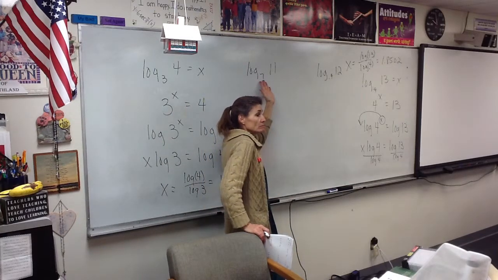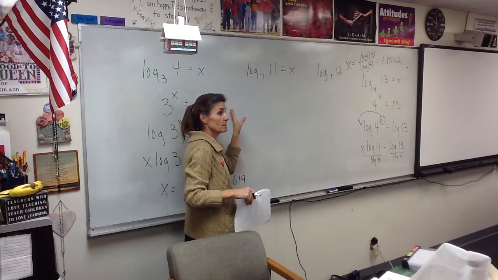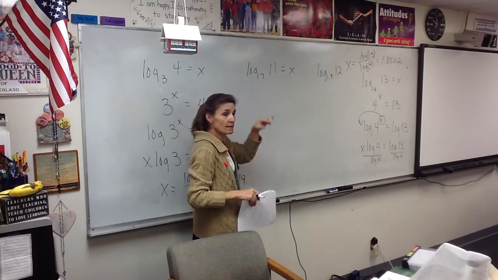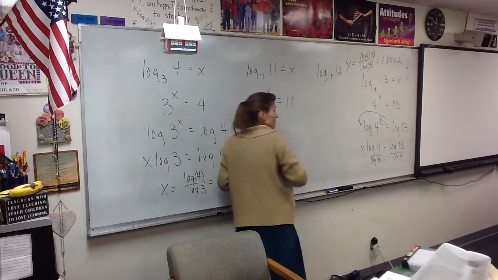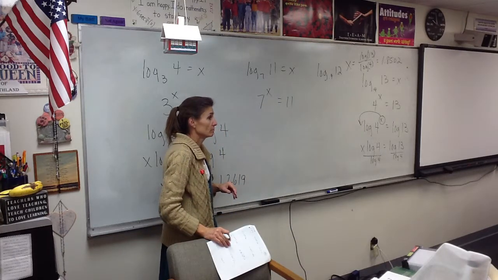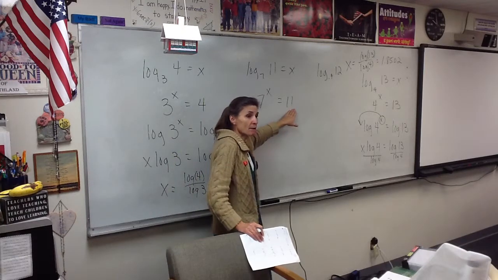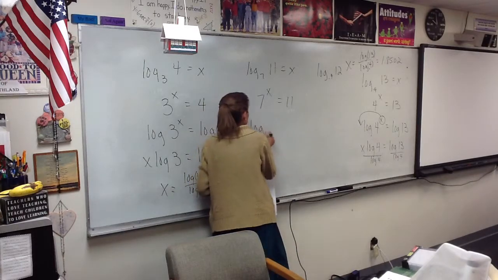Okay, here we go. Step 1, I said equal to x. What's step 1? Rewrite it, and it'll rewrite as 7 to the x equals 11. Now, if this were a 49, I'd be all set, right? But it's not. So now at this point, I have to take the logarithm of both sides.